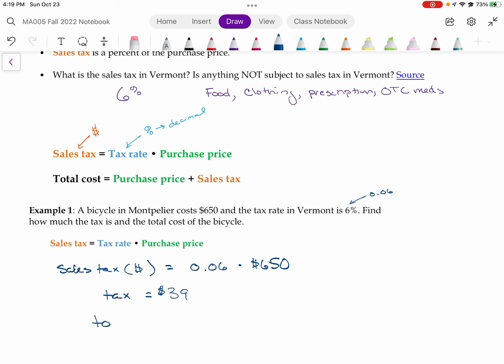And then the total cost of the bike is going to be the original price of the bike, the actual sale price, plus the sales tax, $39. And that's going to be $689 is how much you would pay when you went to pick up your bike.